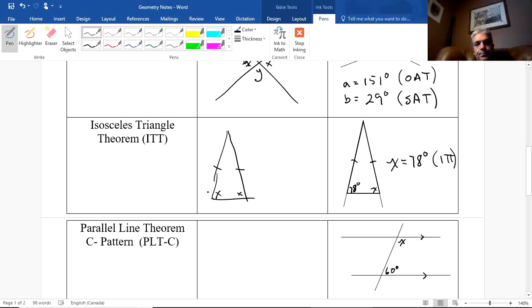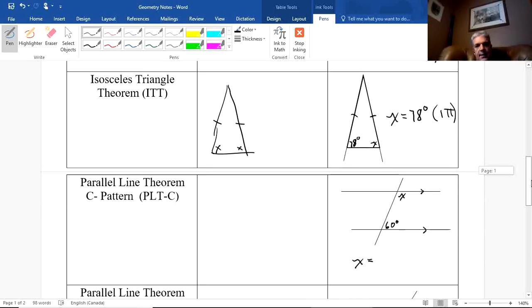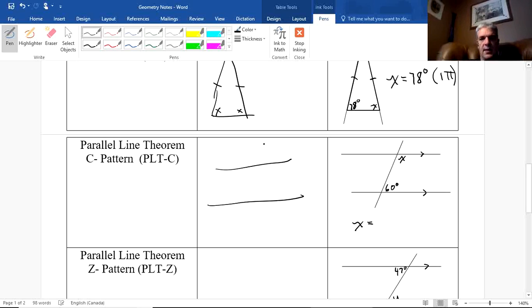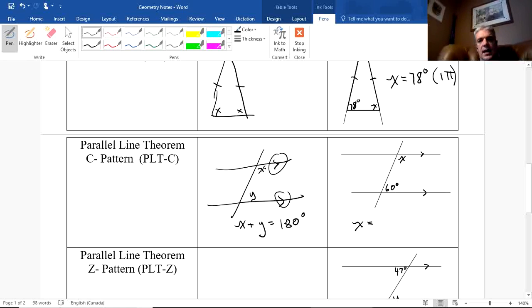Okay, and then here we go. We have our parallel lines theorem. And there's a couple of them, a C pattern and a Z pattern. Sometimes the C pattern can be called an F pattern as well, if you wish. Okay, and what they're saying here is that if you take this here, x and y, x plus y will equal 180 degrees if these two are parallel. And these little hash marks indicate parallel lines. So if this is an x, that's a y, we get what's referred to kind of like a C pattern.